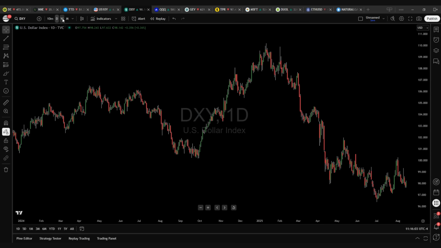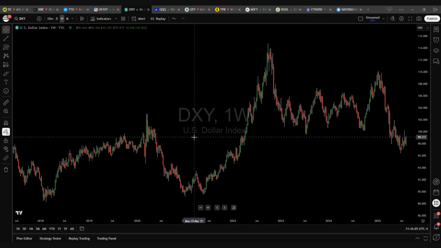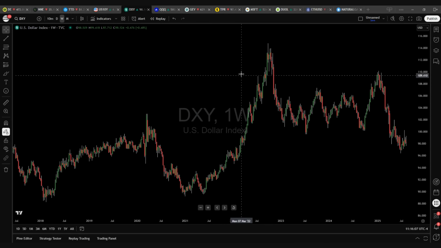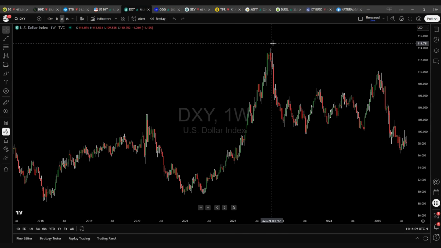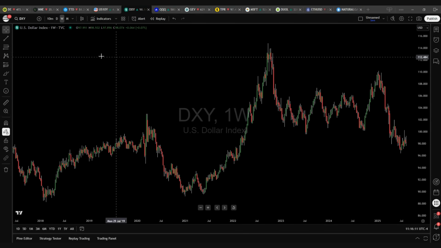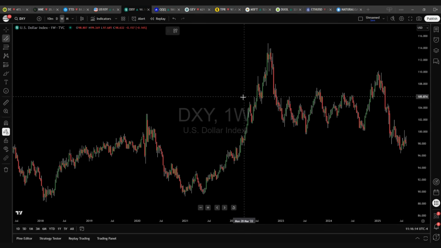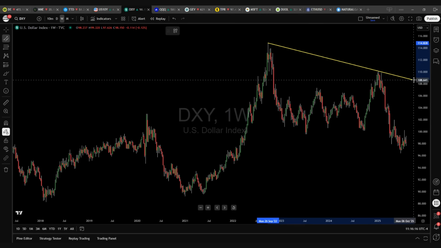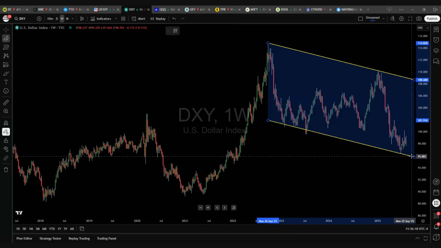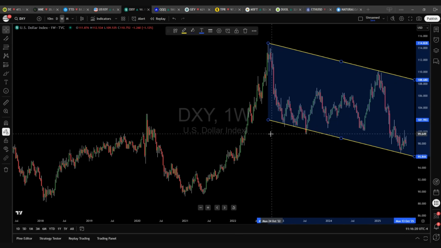Now, if we go to the bigger time frame, the first thing that catches my attention is this pivot high here and this pivot high here. Out of curiosity, I want to use a parallel and connect that, right? If we connect that and we drag this down, look at this. Now that is some cool stuff.